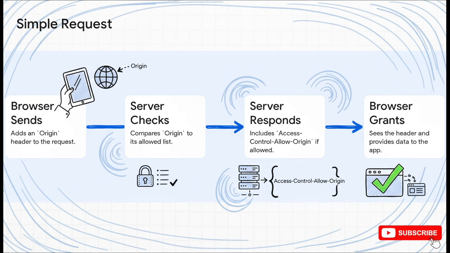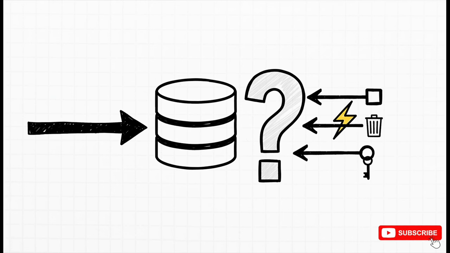Finally, the browser sees that permission slip and boom, it lets your code access the data. One and done. But what about the more complex stuff? I'm talking about requests that actually change data on the server, using methods like PUT or DELETE. Or what if your request has custom headers, like an authorization token? For these kinds of requests, the browser gets a little more paranoid, and for good reason.